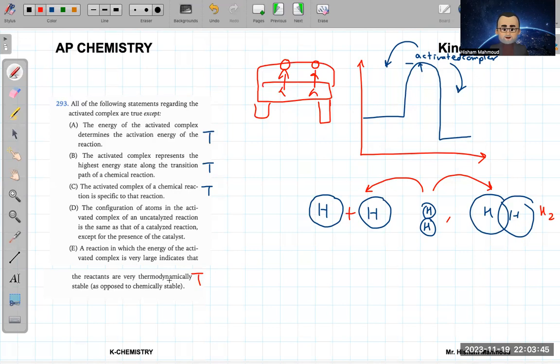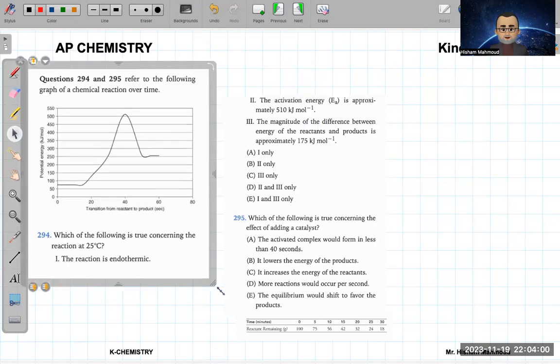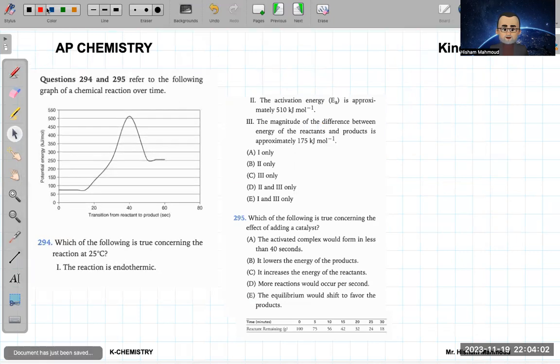طيب السؤال, so we have chosen D. The activation energy, okay, sorry. Which of the following is true concerning the reaction at 25 degrees? The reaction is endothermic. Is this reaction endothermic? Yes. It's endothermic. So this is the potential energy and transition from reactant. The reaction is endothermic. Okay.